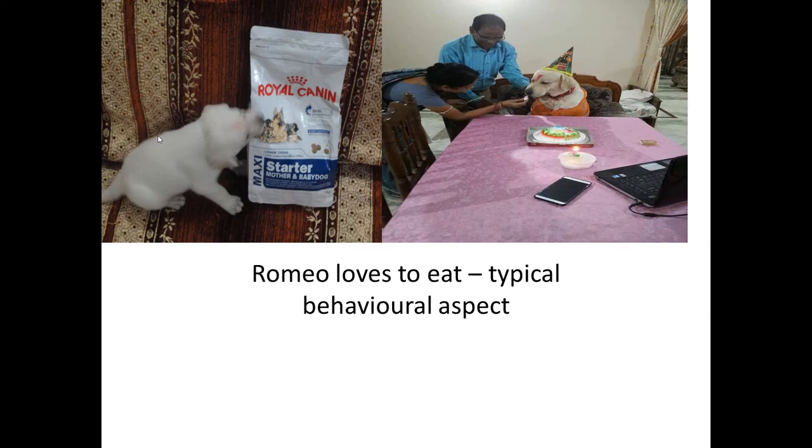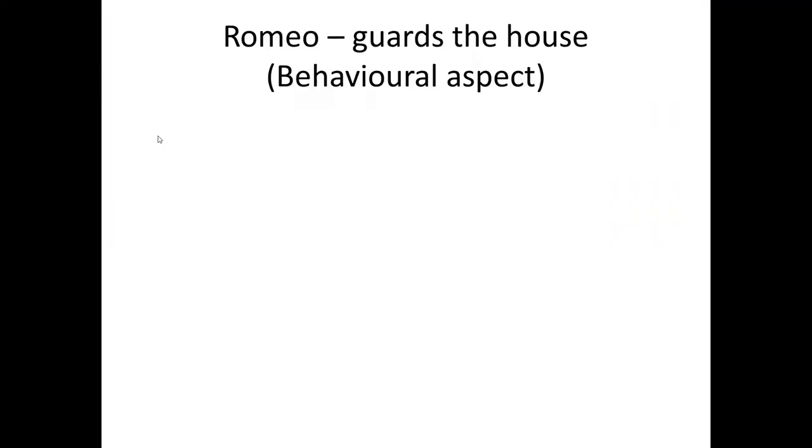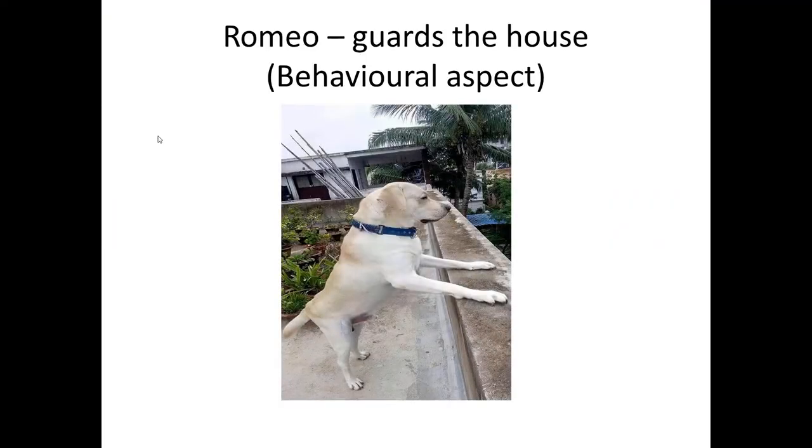That's his birthday cake he's having. So Romeo is a big time foodie. He loves to eat. So that becomes a typical behavioral aspect as well. And then this is the worst thing, he hates doing it, but sometimes he does it, out of pity for us maybe. So Romeo guards the house. It's not his most trending behavior, but once in a blue moon he does.